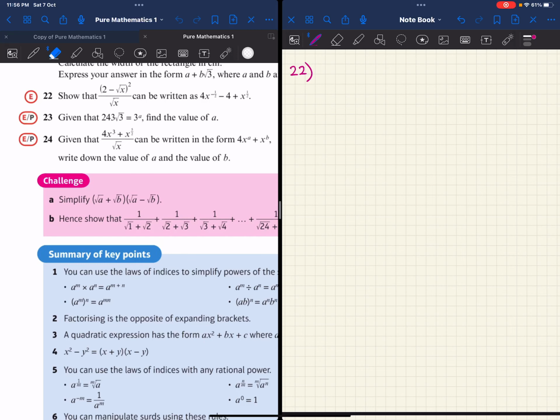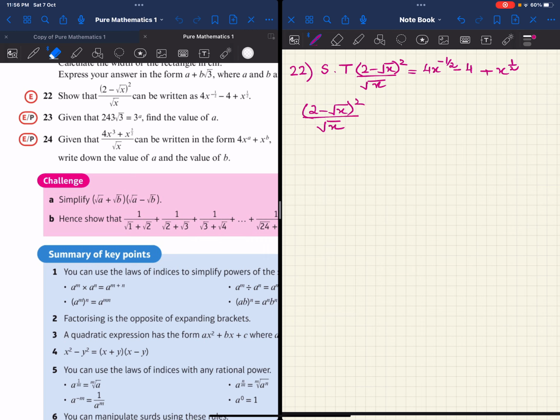Question number 22. Show that (2 minus root of x) the whole squared divided by root of x can be written as 4x to the power of negative half minus 4 plus x to the power of half. So let's start working from the left hand side. We have (2 minus root of x) to the power of 2 divided by root of x.